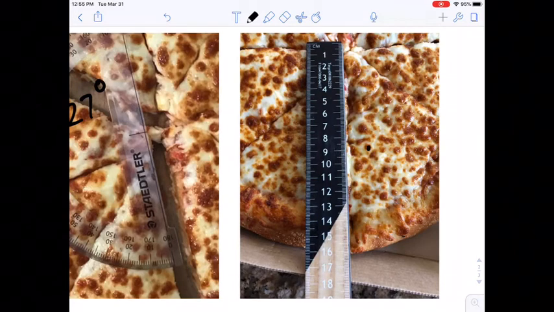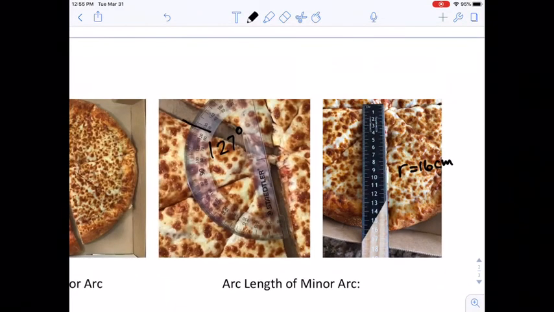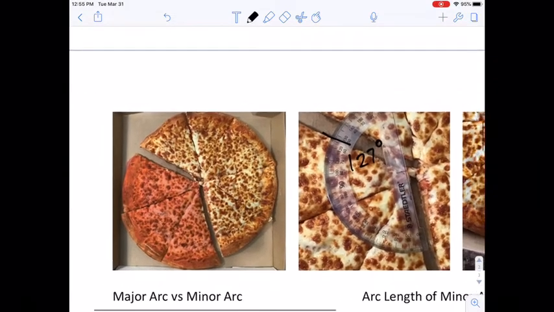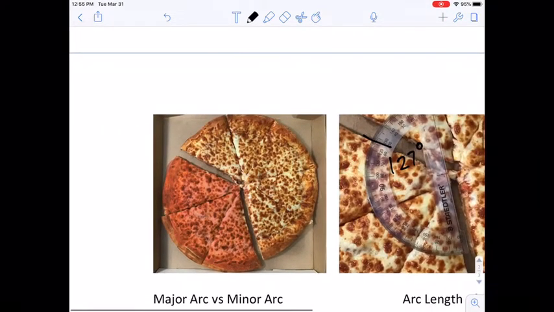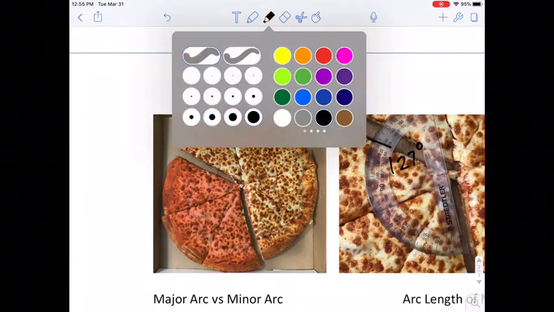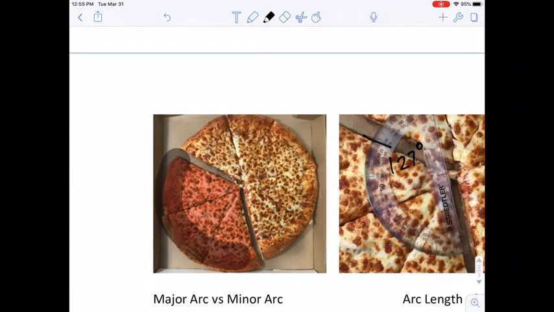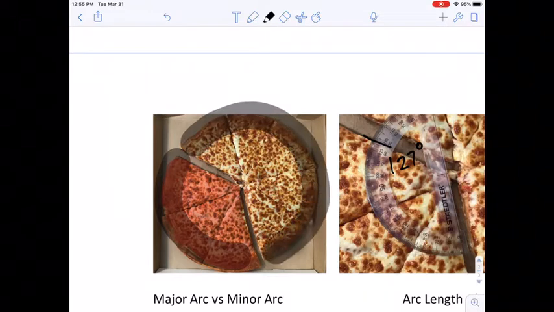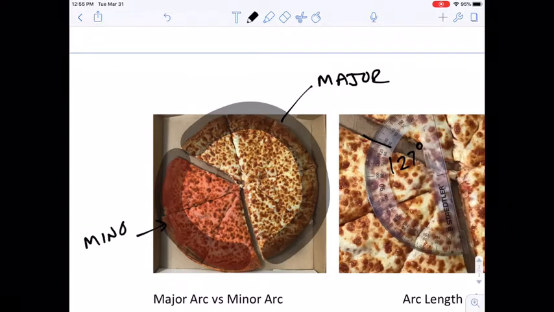Remember, we have our radius of 16 centimeters that we're going to use. So those are the numbers that we're going to use for this. But while I'm here, let's look at this carefully. If I do this really dark here, that is a minor arc, and that is a major arc. That's going to come into play. The minor is always less than half. The major is always bigger than half. If it's exactly half, we do not call it either one of those. We call it a semicircle.